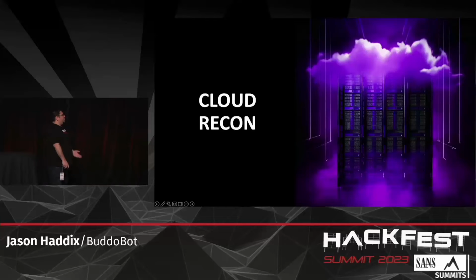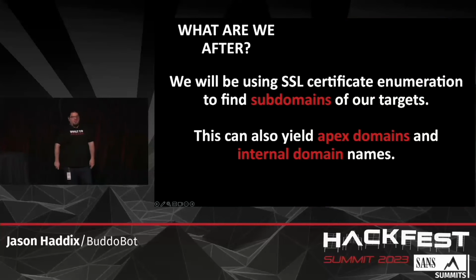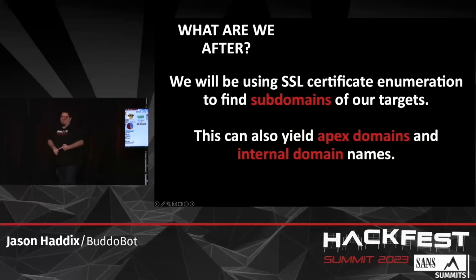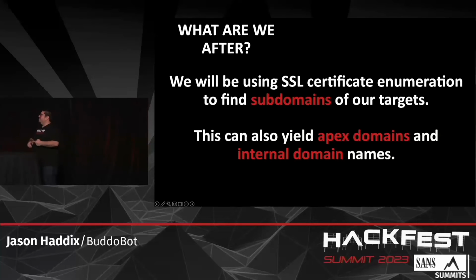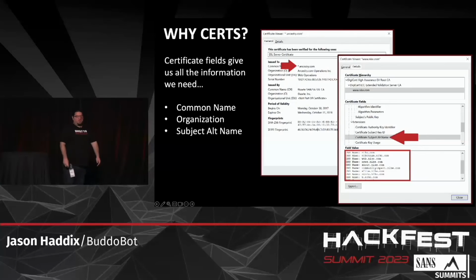The basic way that we do it in Bug Bounty, and I'm pretty sure Bug Bounty did most of this tooling to start with, was doing cloud reconnaissance via certificates. And so Ben talked a little bit about this, but I'm going to dive real deep into it. So what are we after? We will be looking at SSL certificates to find subdomains of our targets or apex domains of our targets, and sometimes internal domain names of our targets. How do we do this? Well, we look at certs.